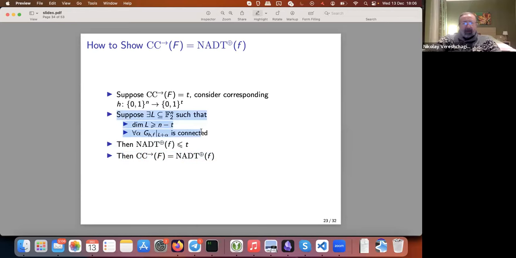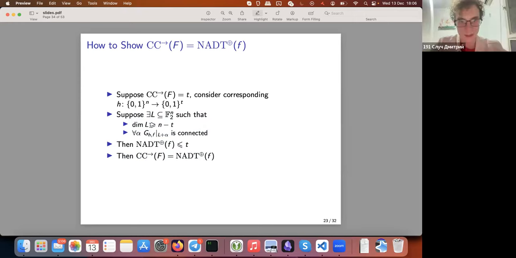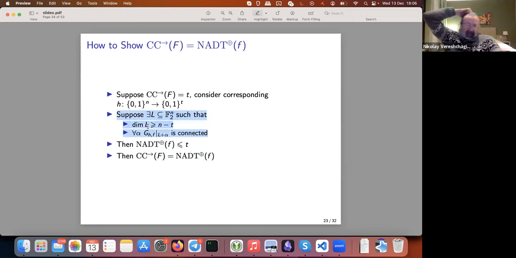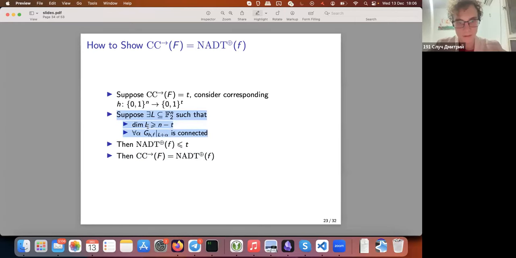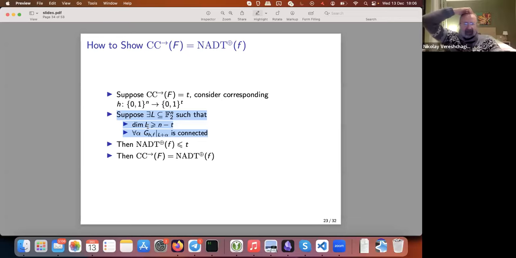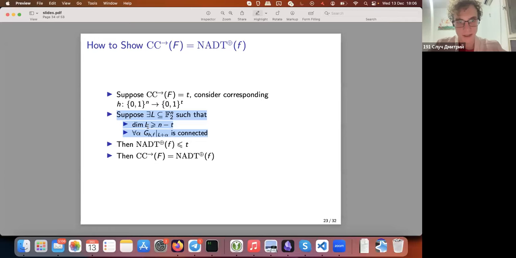So wait, you say that you need to prove this second item, right? Yeah, we need to prove the second item. There is a large subspace, I mean of large dimension. Actually, you know that the dimension can't be larger than n minus t. Yeah, it can't be larger than n minus t, and we need to prove that there exists a subspace of dimension exactly n minus t.